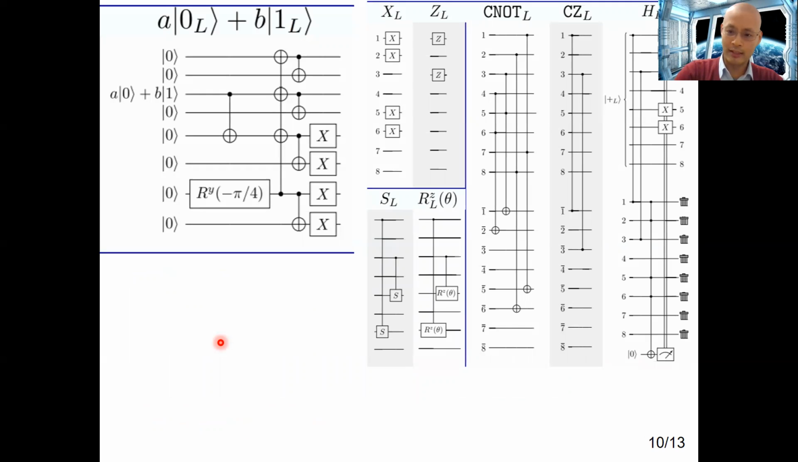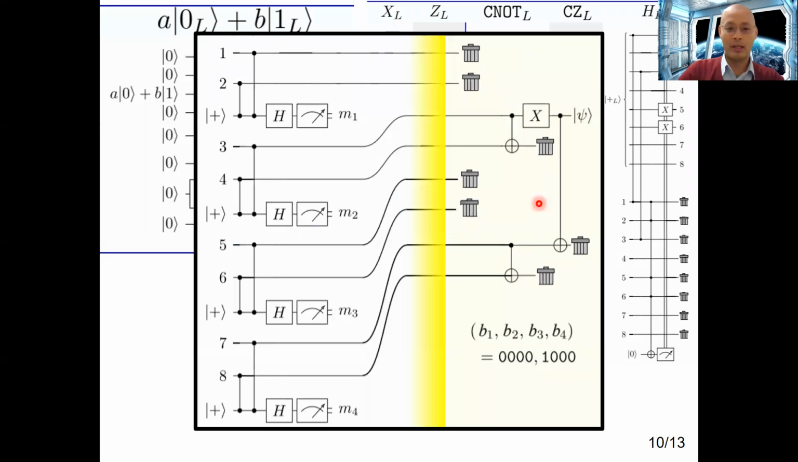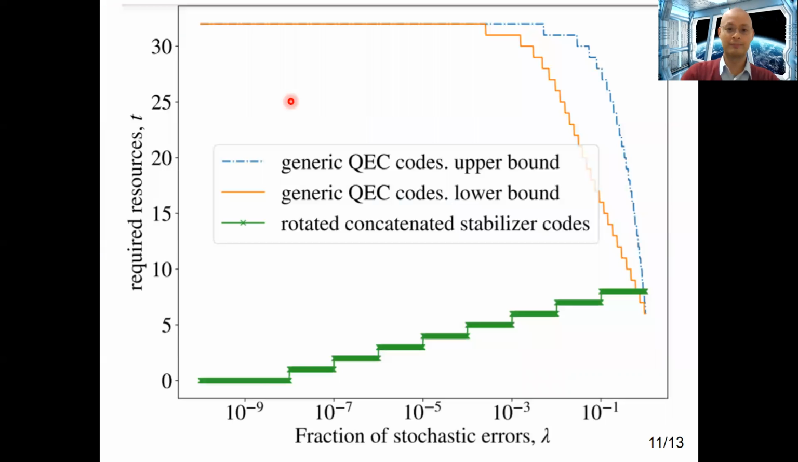What I want to emphasize is that because this concatenation construction is so simple, one can easily construct, for example, encoding circuits and also computation circuits for this specific 8-qubit code for amplitude damping errors. One can also have a very nice decoding circuit for this amplitude damping code, which uses a lot of ideas from stabilizer codes because it is very closely related to stabilizer codes.